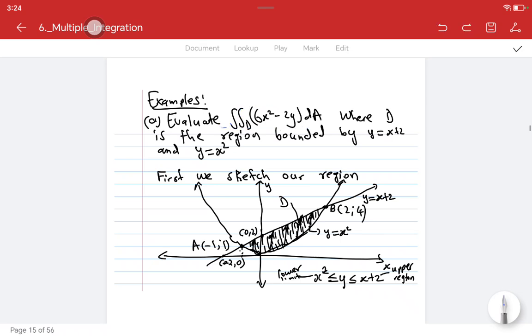They say evaluate this where D is the region bounded by y equals x plus 2, y equals x squared. First, you need to draw the graph. This is an area between two regions. You're between two graphs, right? Bounded by the region bounded by those two graphs. So this is just here.